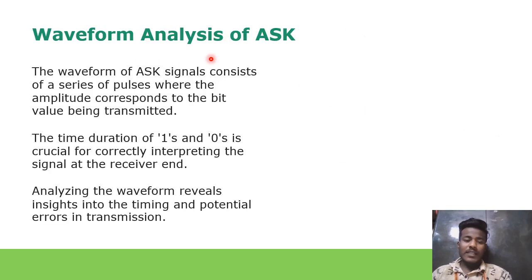Waveform analysis of ASK. The waveform of an ASK signal consists of a series of pulses where the amplitude corresponds to the bit value being transmitted. The time duration of ones and zeros is crucial for correctly interpreting the signal at the receiver end. Analyzing the waveform reveals insights into the timing and potential errors in the transmission.